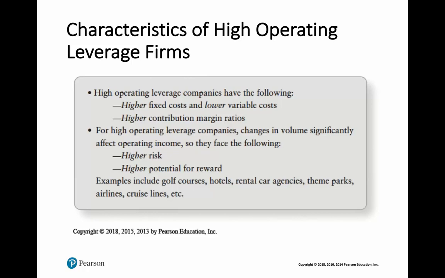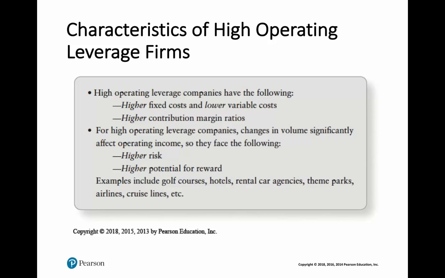All right, so just the last two slides here, some characteristics of our high operating leverage firms. High operating leverage companies have the following: higher fixed cost and lower variable cost, and then a higher contribution margin. For high operating leverage companies, changes in volume significantly affect operating income. So they face higher risk as well as higher potential for reward.